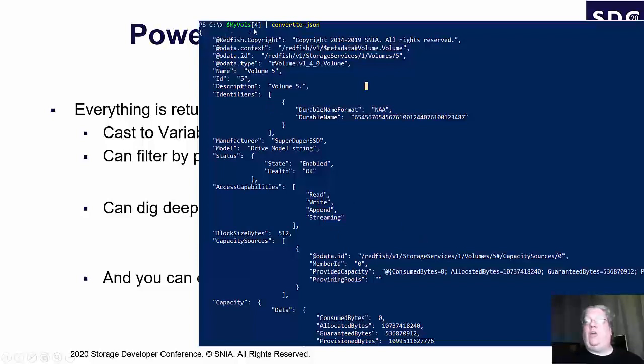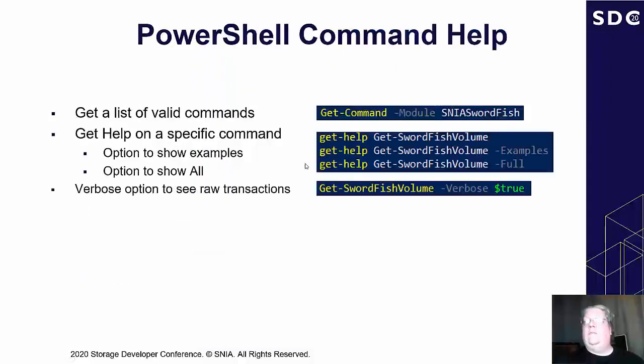And if I did myvolumes4 dot name, it would come out volume 5. If I dot ID, it would come out 5. If I did dot identifiers, it would return this object right here in a little table. You saw when I did dot status, it was actually returning this: state enabled, health okay. So again, that's how the PowerShell Toolkit returns objects.